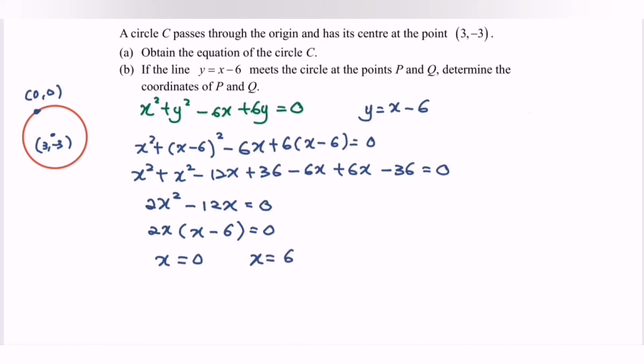So for the coordinates, we need to find the y. Kindly substitute into y is equal to x minus 6. When x equals 0, y will be equal to negative 6. When x is equal to 6, y will be equal to 0. So the coordinates will be (0, -6) and (6, 0).